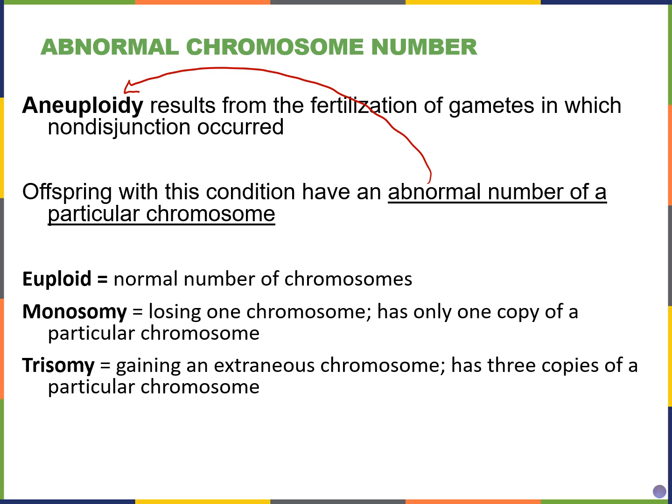If I look at the terms under here, euploid is when cells have a normal number of chromosomes. Monosomy is when you have only one copy of a particular chromosome. Earlier I mentioned Turner syndrome, which is when females only have one X chromosome instead of 2. That's an example of monosomy. Trisomy is like the one I mentioned earlier for chromosome 21 and Down syndrome. You have 3 copies of a particular chromosome.